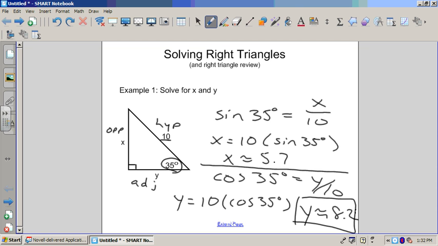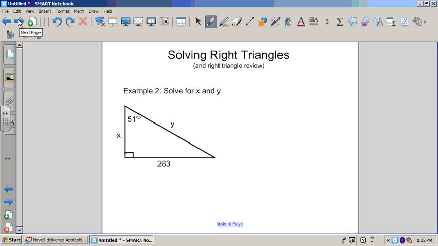Let's try example 2. Okay, once again, I've got a right triangle. It's not a 30-60-90 or 45-45-90 triangle, but I do know that the measure of one of the angles is 51 degrees. Compared to that 51-degree angle, the y is still going to be the hypotenuse, but now the 283 is the opposite, which makes x be the adjacent. In this case, if I want to figure out what x is, I know I've got to find the adjacent. I already know the opposite.